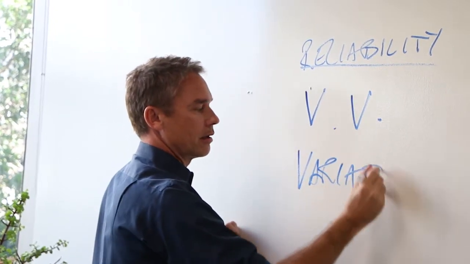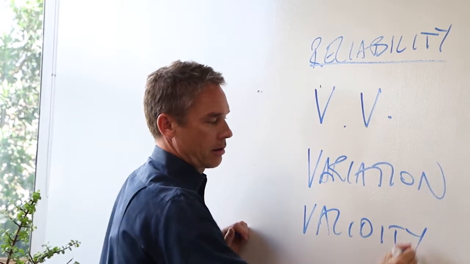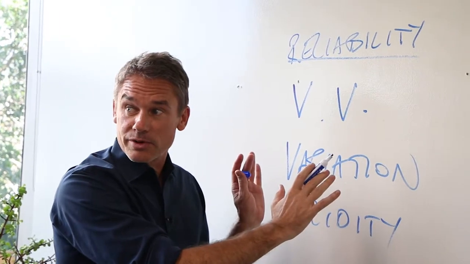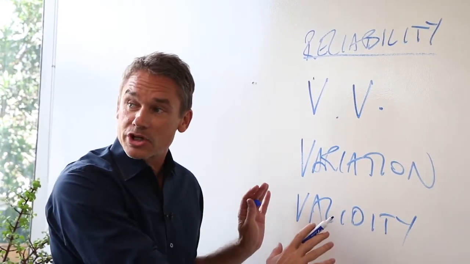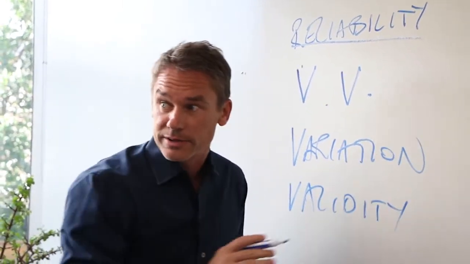Variation and validity. We have to make sure that our tool creates actual variation in the real world, and then we've got to make sure that that variation in the real world validly relates to something else in the real world.